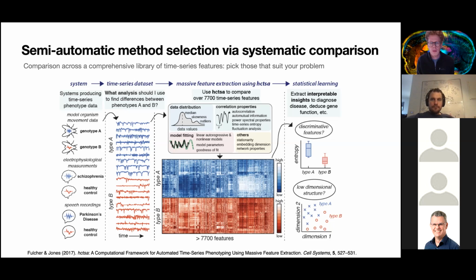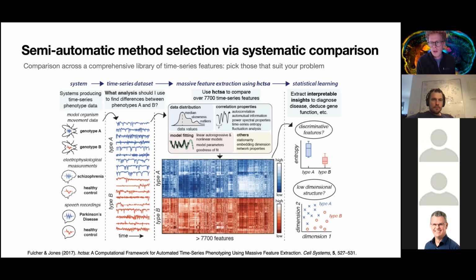But because we have implementations of thousands of methods, you can take a data-driven approach of just comparing the performance of all these features from across science, and maybe it flags something you would never have thought of to look at. Maybe it's some entropy measure that's common in medicine, or some burstiness measure from astrophysics, and it says, this is really good at separating type A from type B. And it gives you a place to start in terms of picking an interpretable method for your problem.